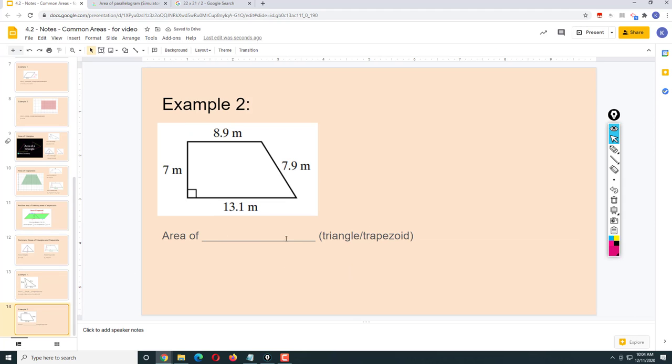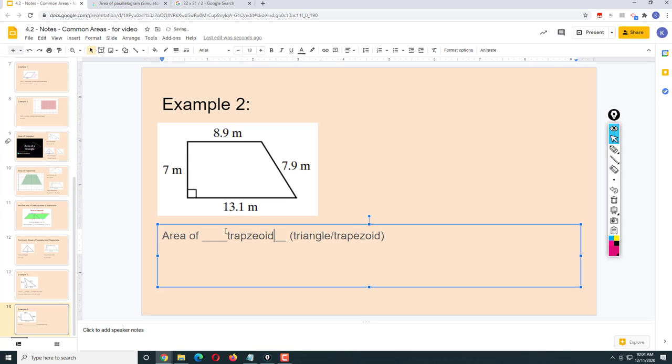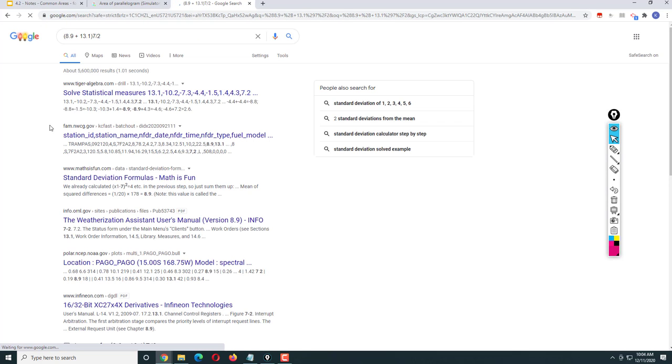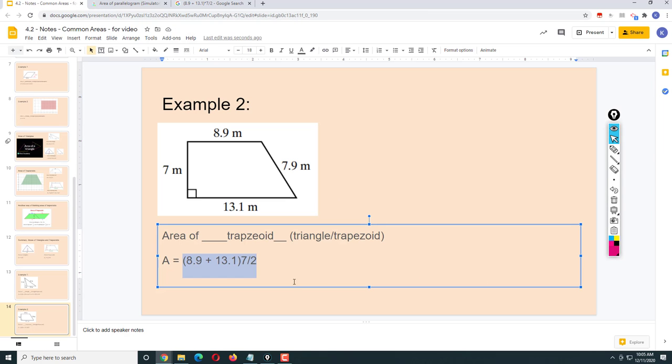Last one. With this trapezoid, we know the area has to be base 1 plus base 2 times h divided by 2. Base 1 is 8.9. Base 2 is 13.1. The height is 7 divided by 2. Notice that we do not need the 7.9 here. Put this in the calculator. We have to use multiply to be clear, and we get 77. Again, the area is going to be 77 meters squared. Okay, that's it.